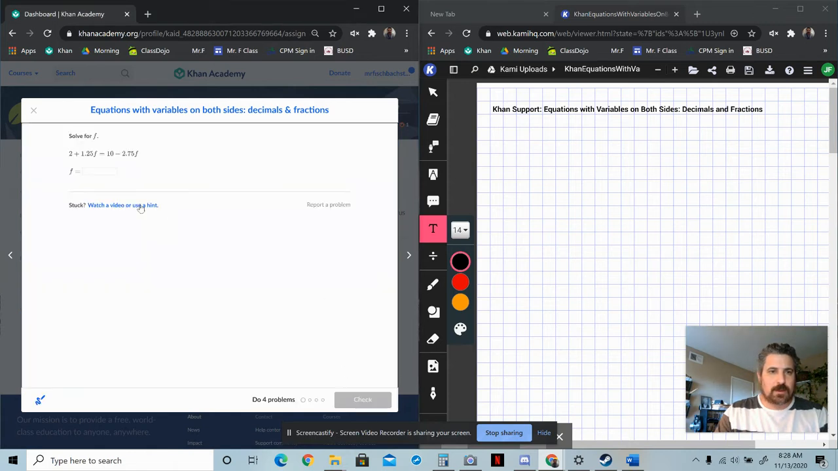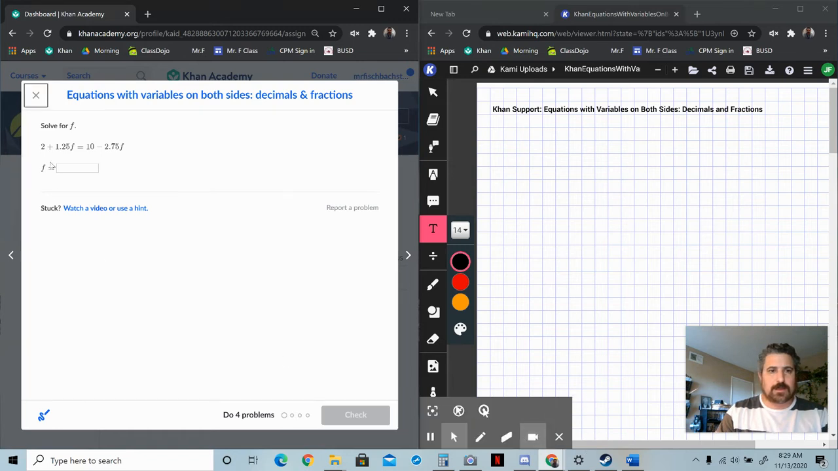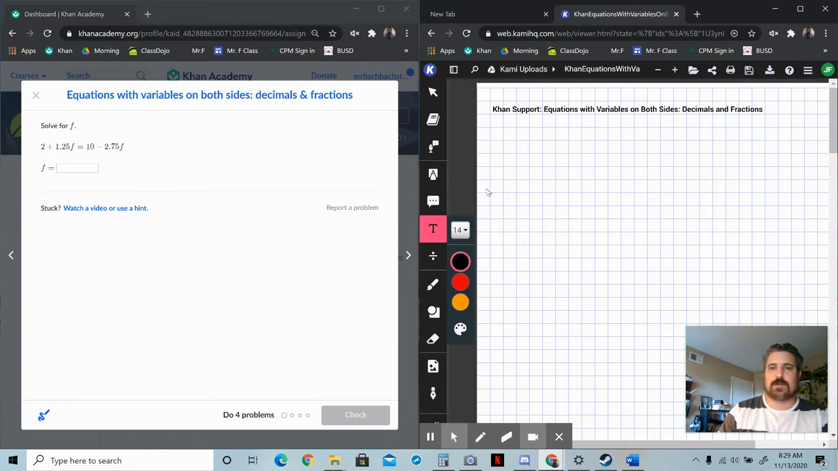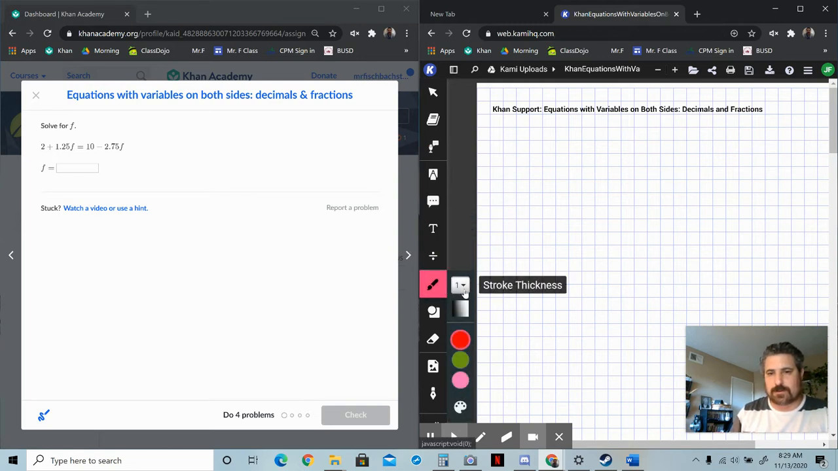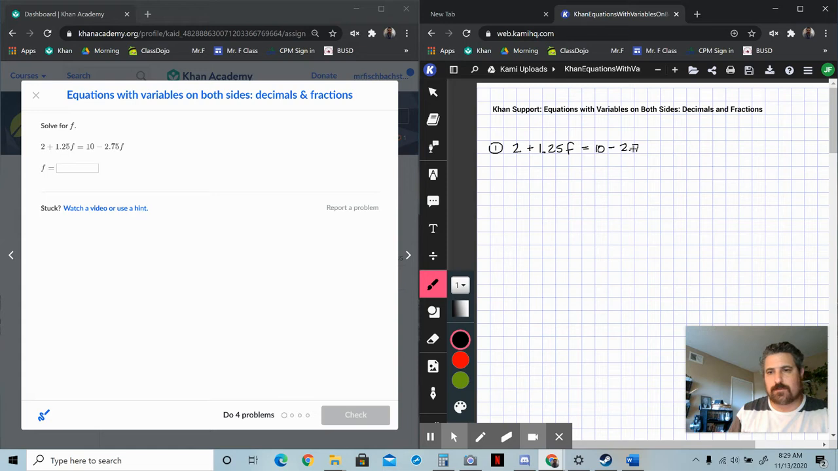Let me zoom in here a little bit so you can see the equations a little better. There we go. So this one is 2 plus 1.25f. I'm going to have to copy these over, so let me just do that. So number one here is 2 plus 1.25f equals 10 minus 2.75f.